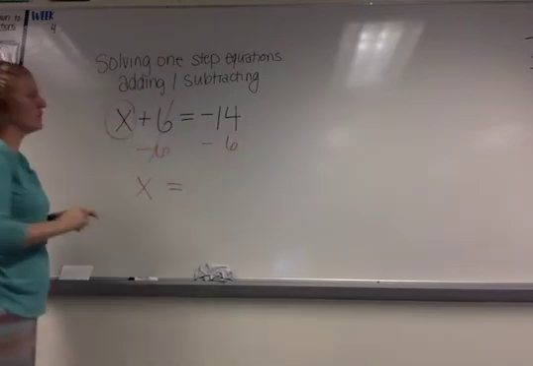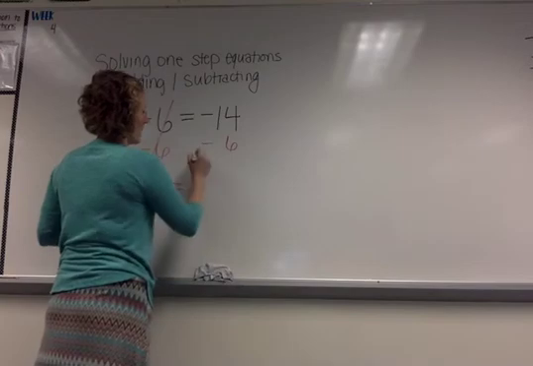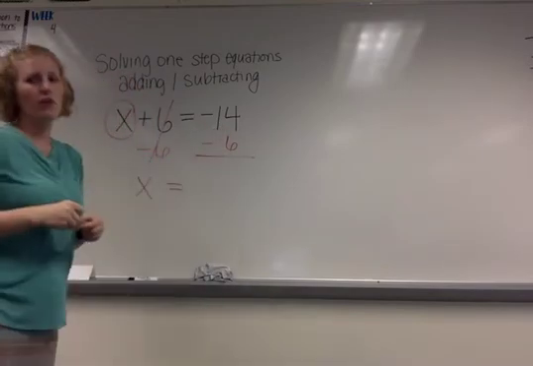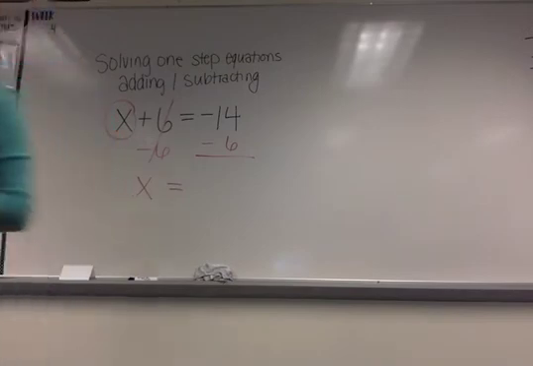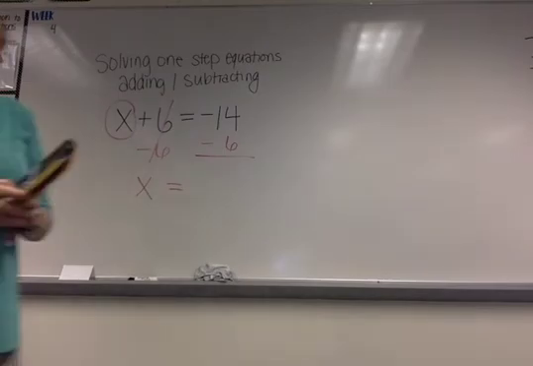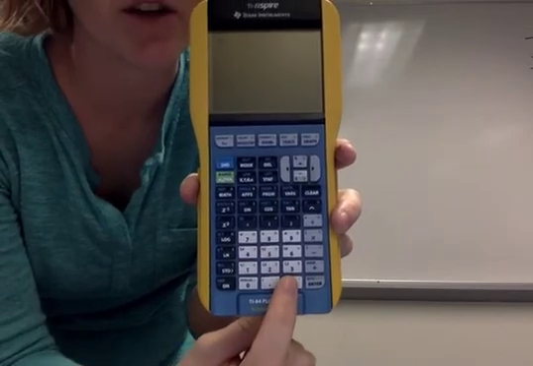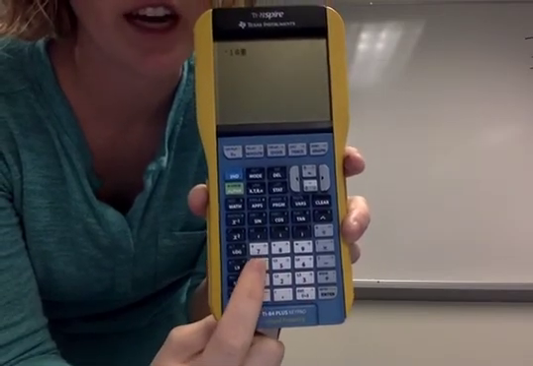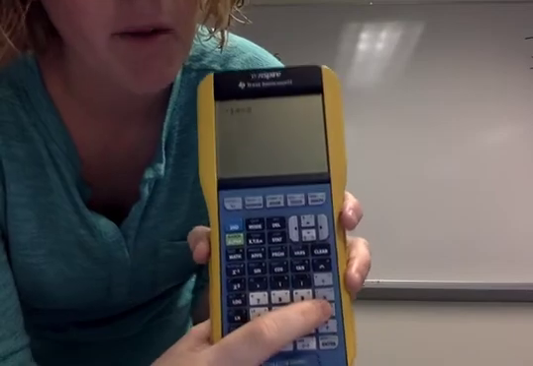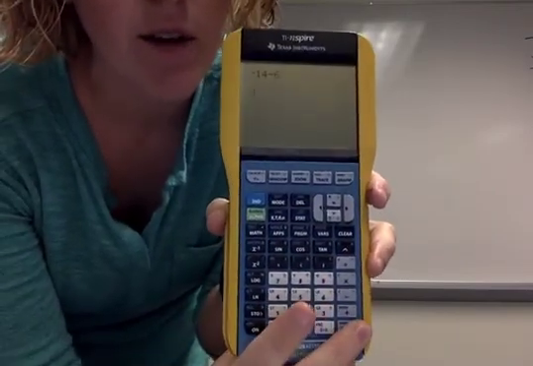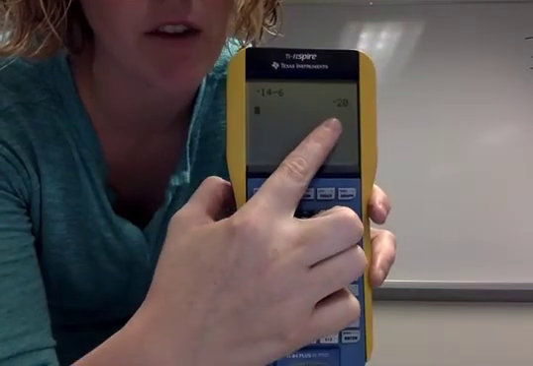Now, if you cannot do adding and subtracting in your head, use a calculator. Negative 14 minus 6. In order to type the negative, you're going to hit this button down here. So I'm going to do negative 14 minus 6. When I hit enter, notice it gives me a negative 20.